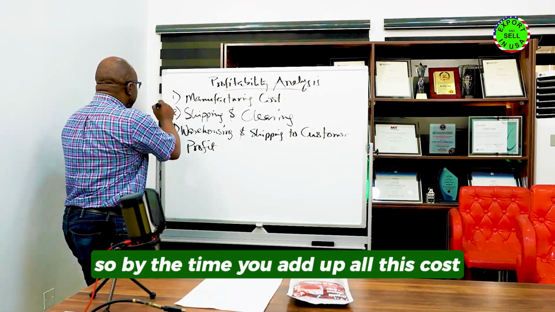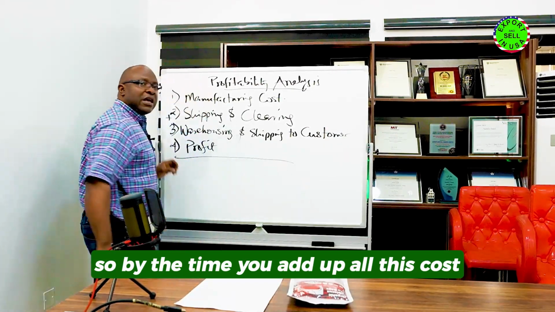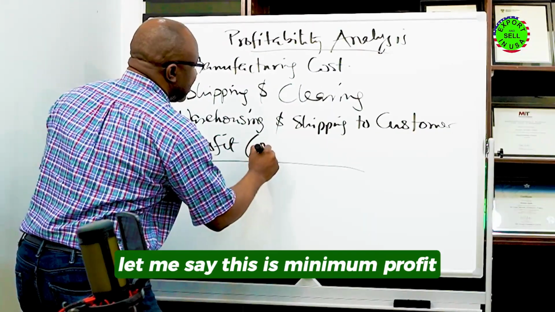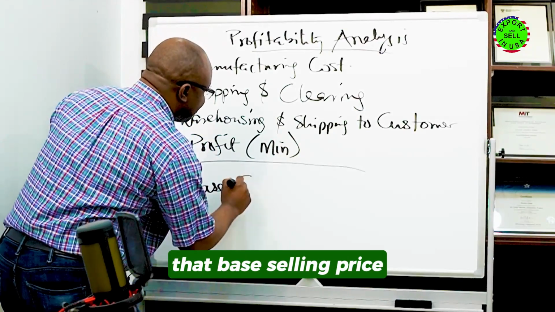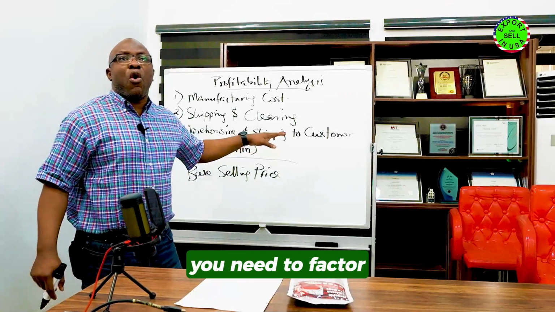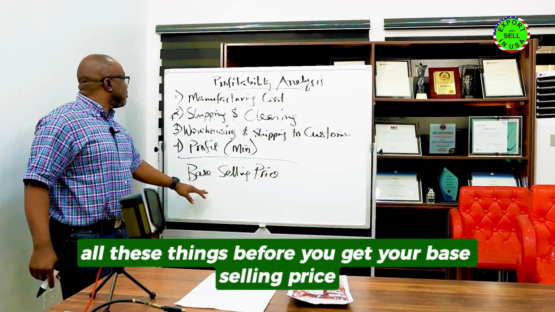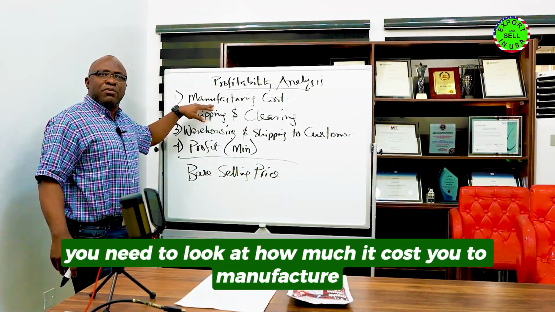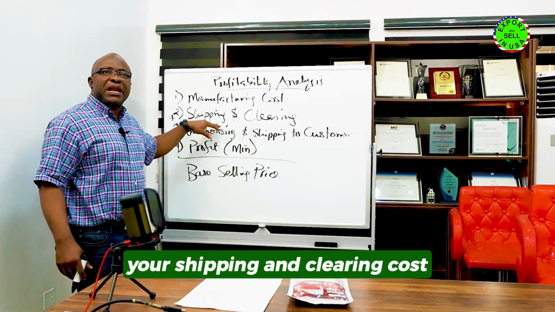Okay? So by the time you add up all these costs, it should give you, let me say, this is the minimum profit, that base selling price. You need to factor all these things before you get your base selling price. You need to look at how much it costs you to manufacture. You're going to need to know your shipping and clearing costs.